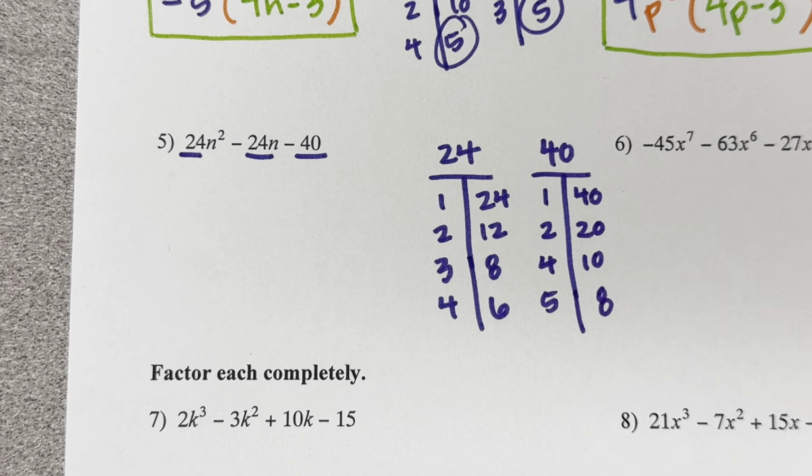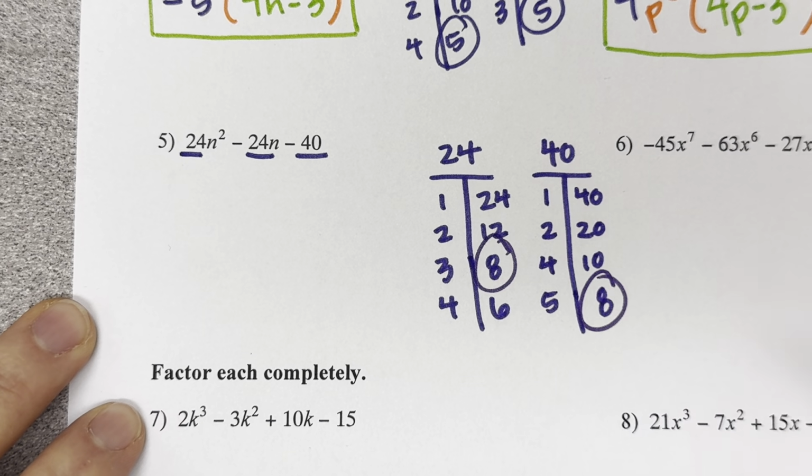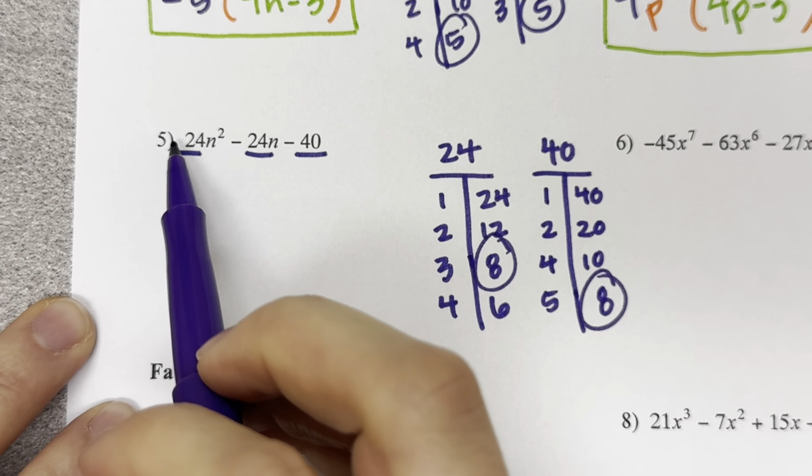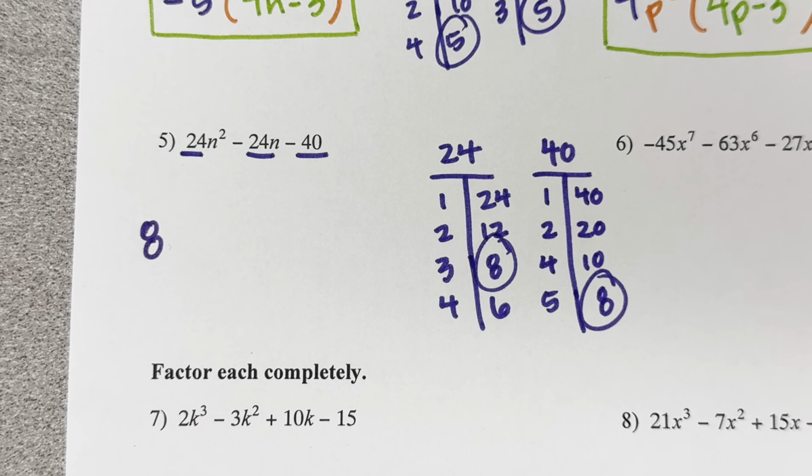Okay, we'll find the number, the GCF, the biggest one on both lists, and that's going to be 8. Again, my first term is not negative, so I don't need to take out that negative. I'm just going to factor out 8 for my GCF.